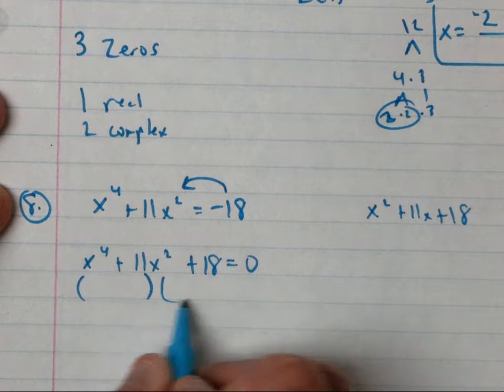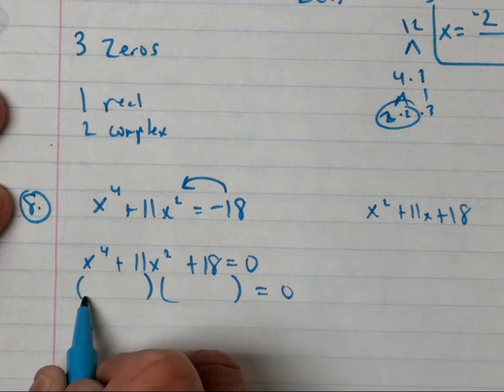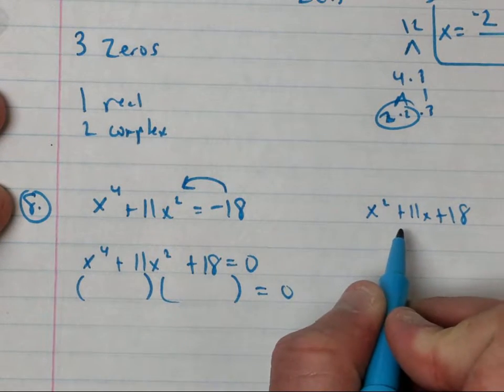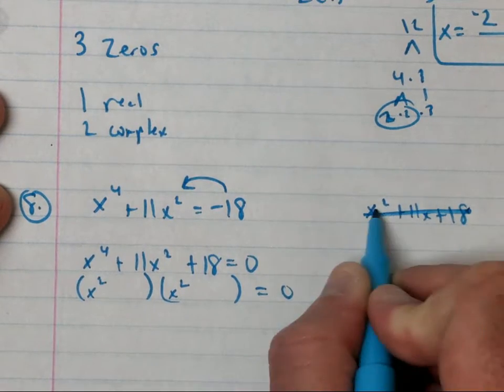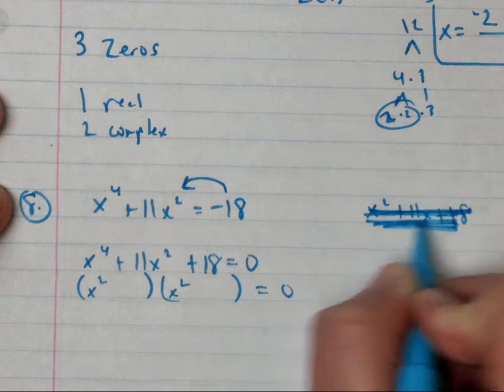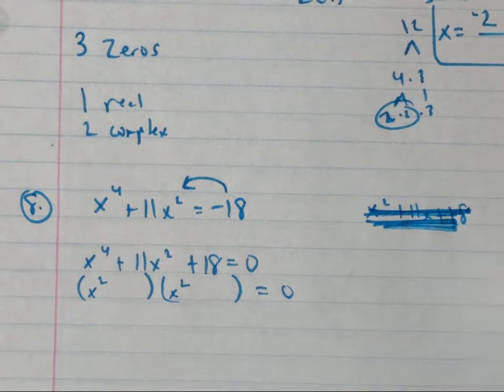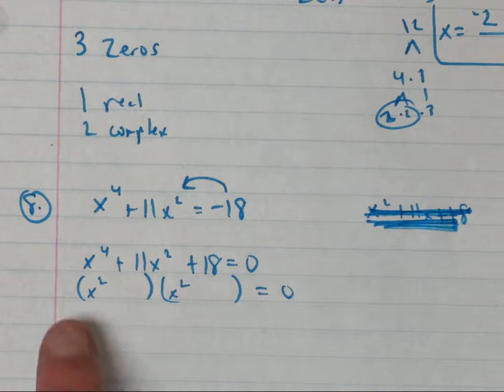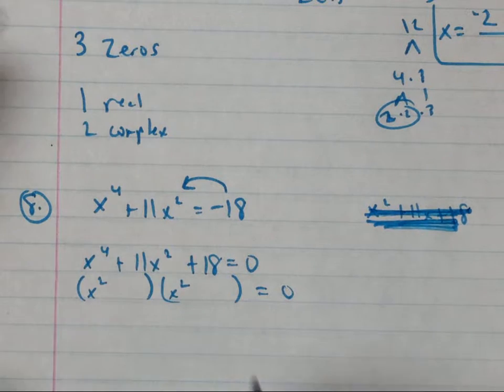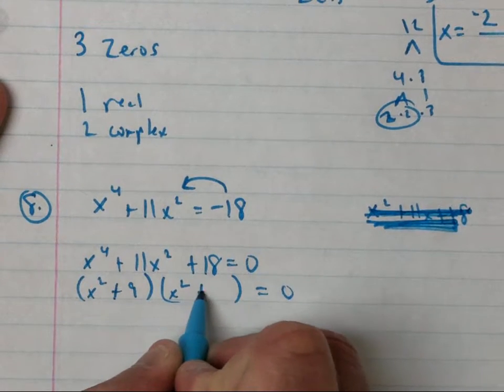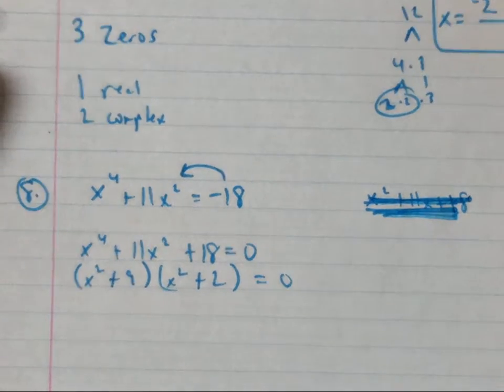I'm going to put 2 parentheses down. Instead of putting an x and an x here like I would on this particular problem, you would put x squared, x squared. That was just an example, so I'll mark that out. It has nothing to do with this problem. Now, it's got to multiply to give you 18, add to give you 11. That's 9 and 2. Okay?